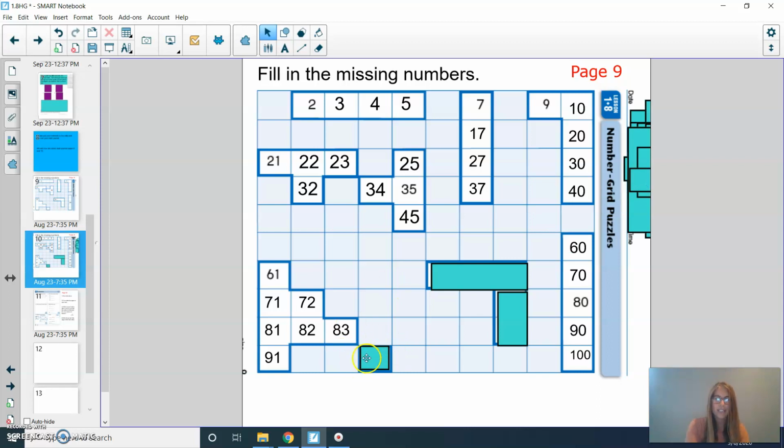Now to figure out this last box, if it helps to plug in numbers in between, you could. But otherwise I could think, okay, 91. Well, this would be 92. This would be 93. So this one has to be 94. And then here we had 66, 67, 68. And then counting by tens, 78 and 88. And again, if you want more time, you can pause and then press play when you're ready to move on.